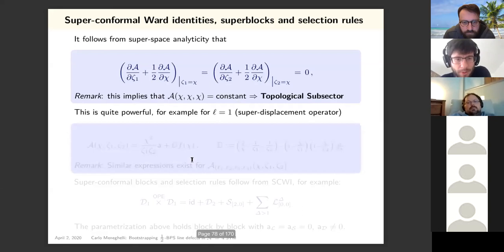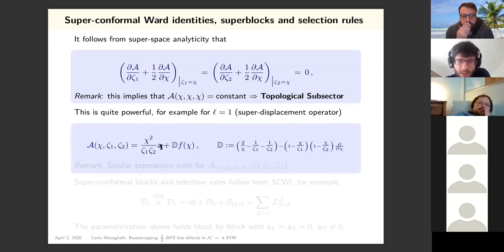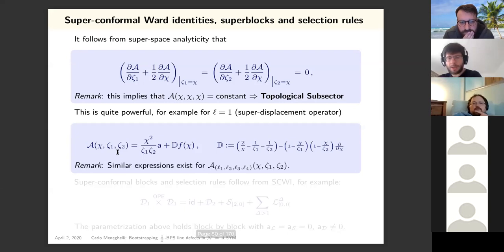But now for the super displacement operator, one can find a very simple parameterization of the general solution to this equation. In the end of the day, this curly A is just characterized by giving a number, which is this little a, and a function, which is this f of chi. So all of the correlation functions of these many operators are just captured by a number a and a function f of chi. There is some simple differential operator D here that produces A. A similar expression exists for curly A, but we'll have more functions depending on the weights L1, L2, L3, L4.